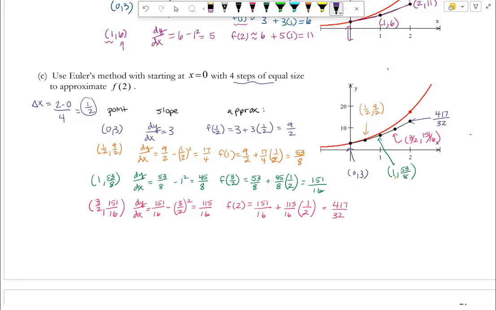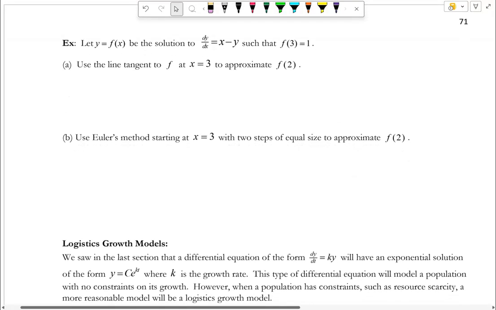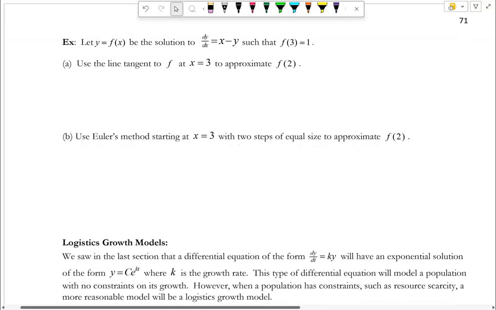So as you can see, using Euler's method is really a better approximation, and the more steps we have, the better it is, but it's also quite tedious. So we're going to look at one more example on the next page, parts A and B, and I'm going to encourage you to pause the video and try these, and then just maybe play it fast afterwards to check it out.